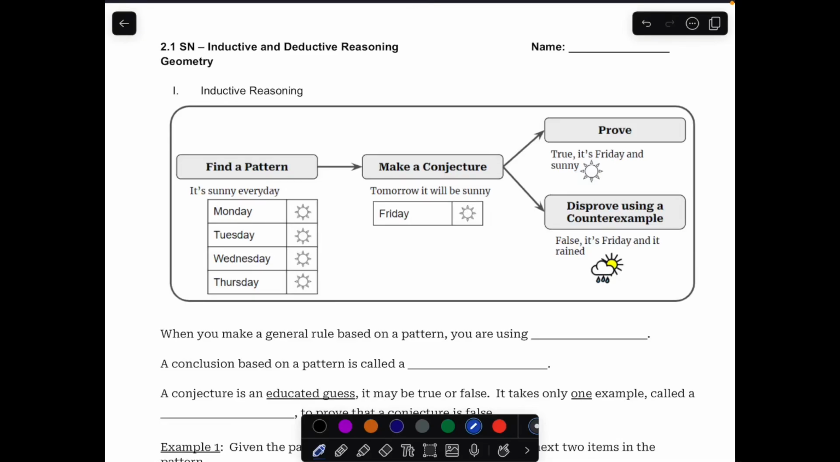In this lesson, we're going to learn about inductive and deductive reasoning. When we can observe a pattern, then we can make a conclusion, and the conclusion, or conjecture, could be true or it could be false, right? When we're making a general rule based on a pattern, you are using inductive reasoning.